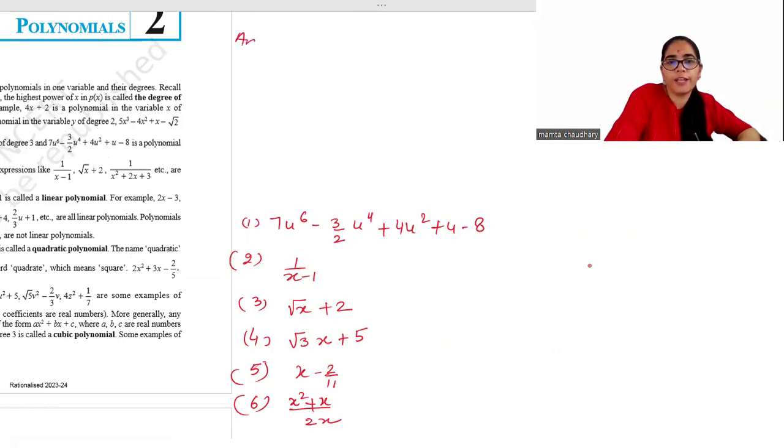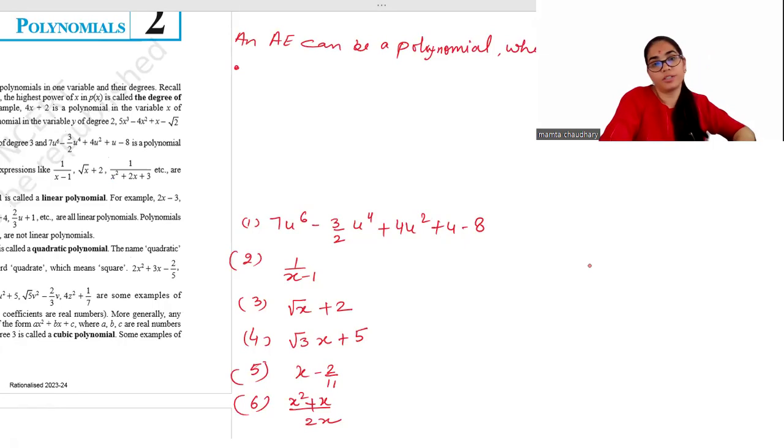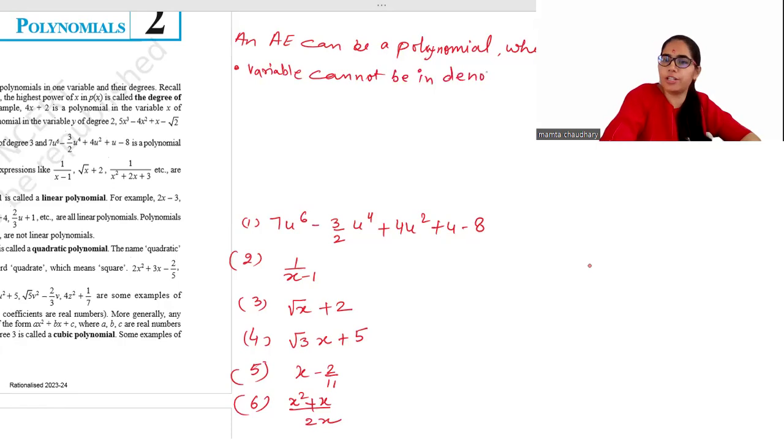So an algebraic expression can be a polynomial when, first, the variable should not be in the denominator. If it is in the denominator, we try to remove it from the denominator. Okay. So the variable cannot be in the denominator. If it is there, you just try to remove it. Okay.